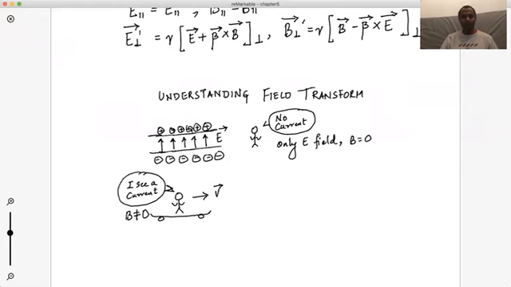Actually, the field should be in the other direction. Sorry, if I put a positive test charge, it'll go towards the negative side. So I have the direction wrong here. Anyway, it doesn't matter. Now, let's say you're in the frame of this plate.